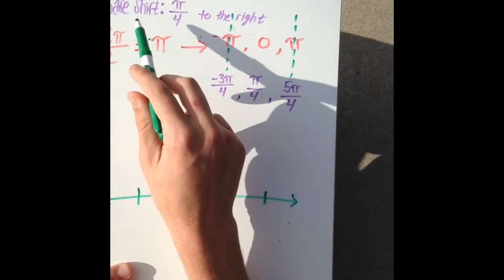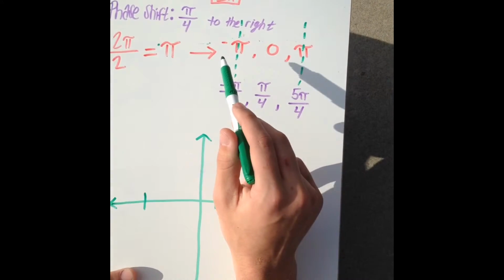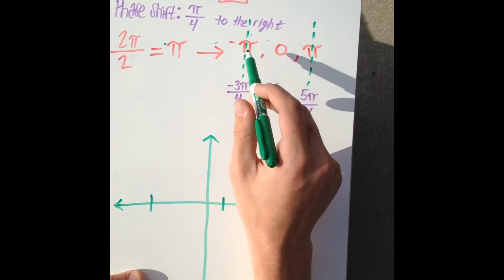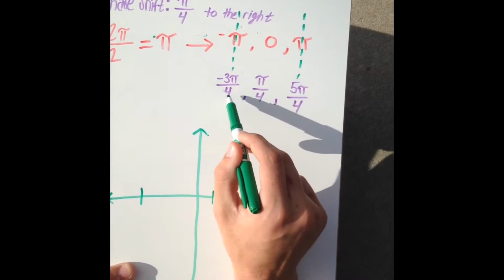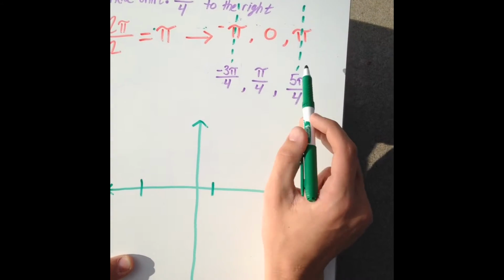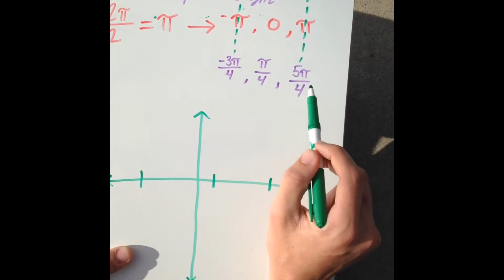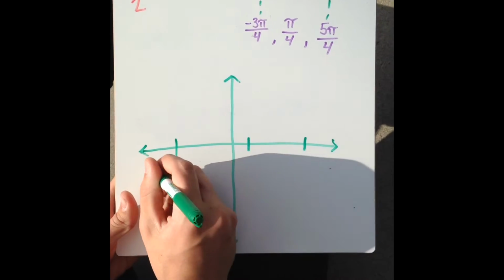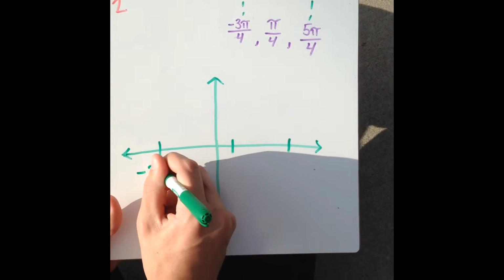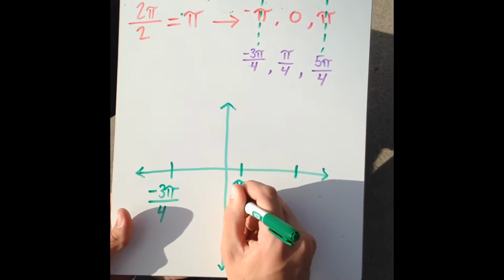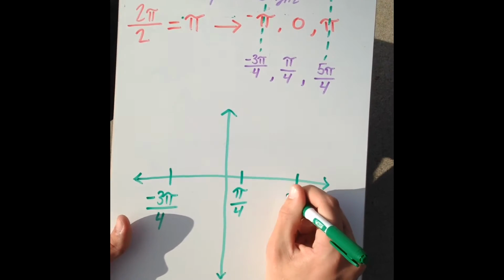But we have a phase shift of pi over 4 to the right. So our new asymptote becomes -3 pi over 4. Our new 0 becomes pi over 4. And our new asymptote becomes 5 pi over 4. So you come down to the graph and you graph these points. So you put down -3 pi over 4, pi over 4, 5 pi over 4.